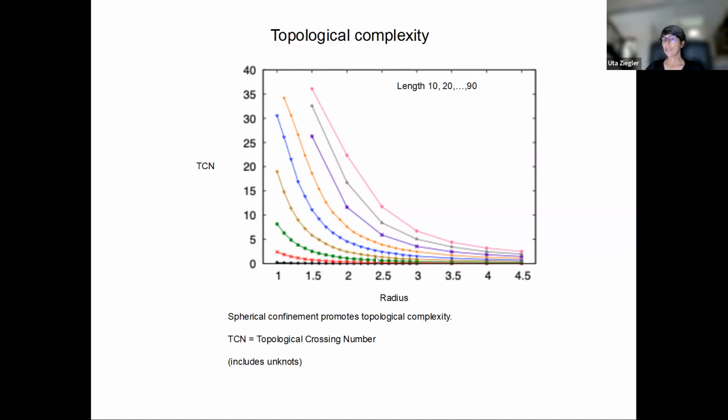What you can see here, if we follow this beige line, which is length 40, starting at maybe radius of confinement 3 and then moving towards smaller radii of confinement, you see the confinement getting stronger and stronger. And that leads to the topological complexity increasing. And you can see that being true across all lengths.